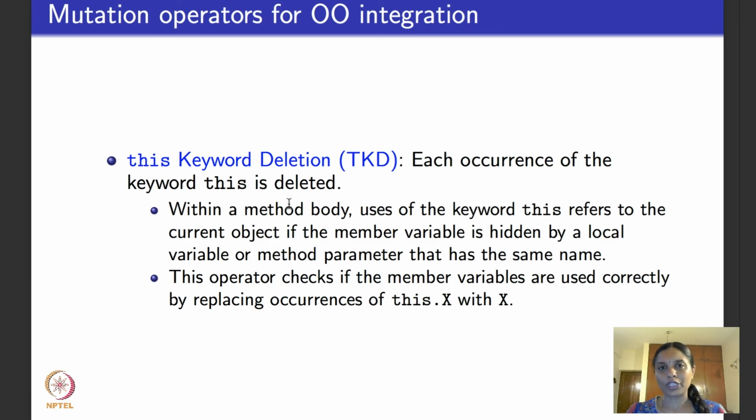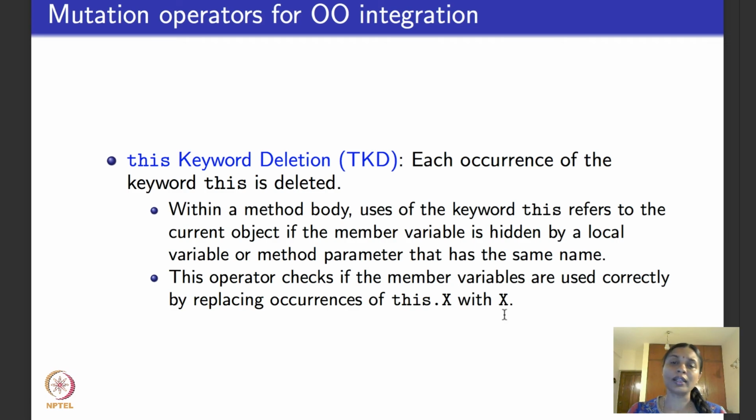Within a method body, when I use the keyword this, it refers to the current object if the member variable is hidden by a local variable or a method parameter that has the same name. Now if I delete it, then what will happen? When I apply this mutation, if I'm able to kill the resulting program, I'm basically checking if the member variables are used correctly by replacing every occurrence of this.x with x.